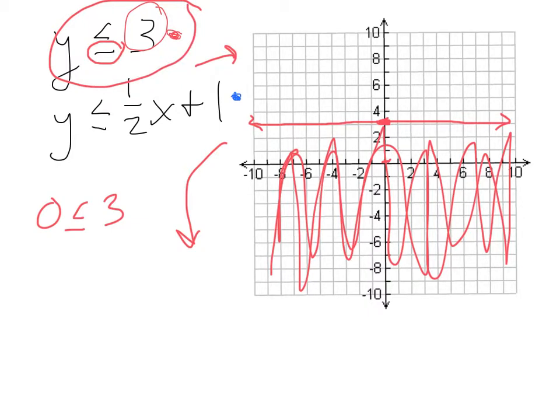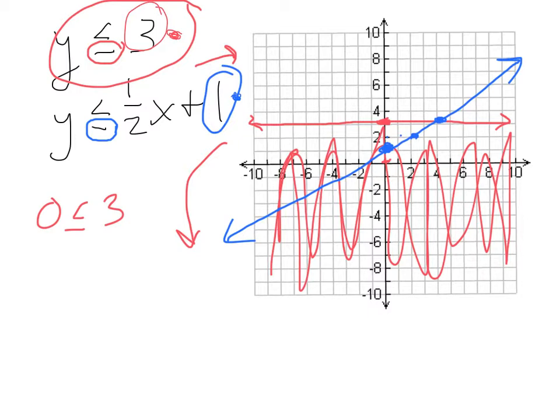Switch pen colors. Now I've got 1/2 x plus 1. So there's my y-intercept, so I go to 1. And I've got a legitimate slope over here. I've got to go positive, up 1 over 2. There's my next point. We'll put a couple of points. Up 1 over 2, there's my next point right there. And so I've got to decide here again, is this a solid line or a dotted line? I look, there is an equal sign right there. So there's my graph of the line right here, solid line, not a dotted line.